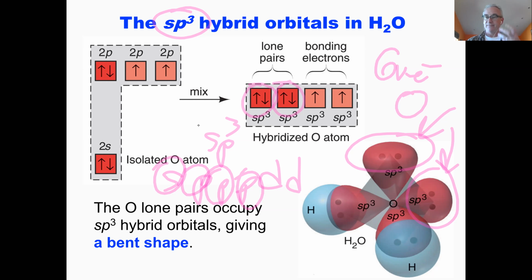And then we get, since it's sp3, that means 4 groups, that means tetrahedral. But what's the actual shape? We need to look at the lone pairs. The actual shape tells you that it's bent because of the presence of the lone pairs. It's a bent shape, but a tetrahedral orientation.